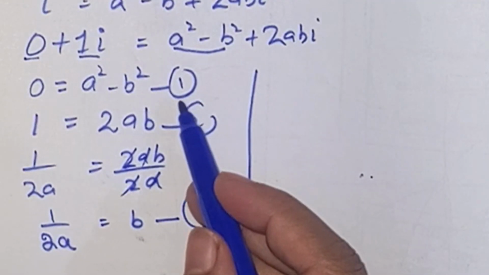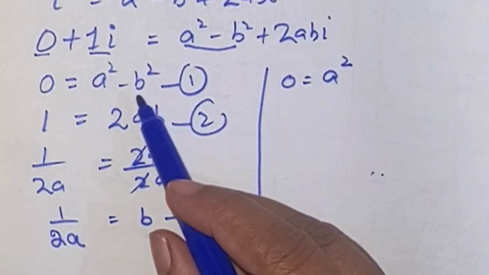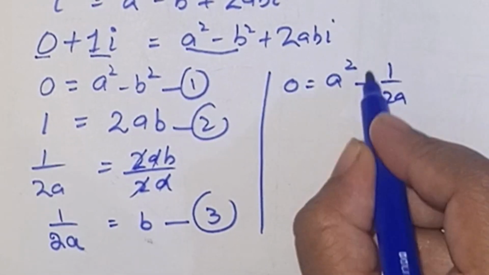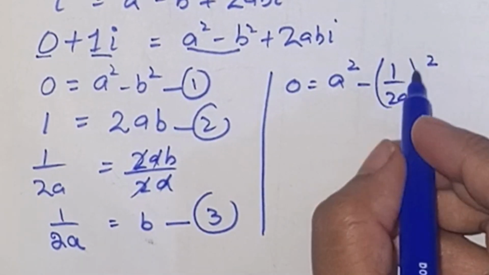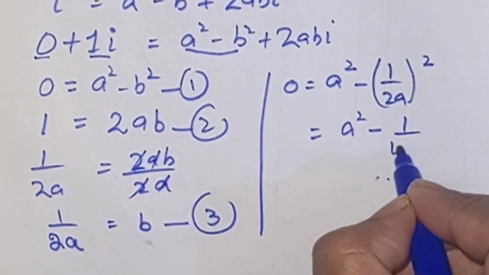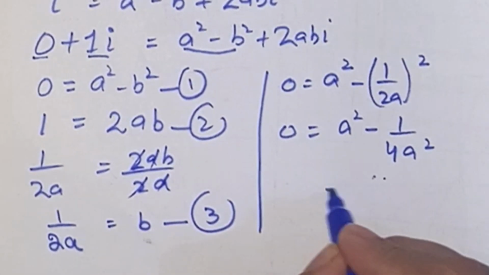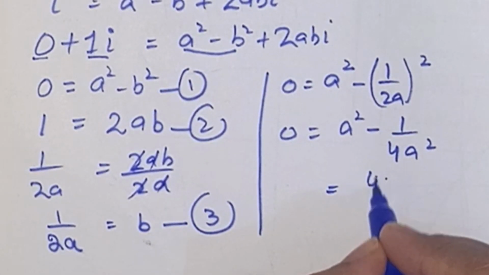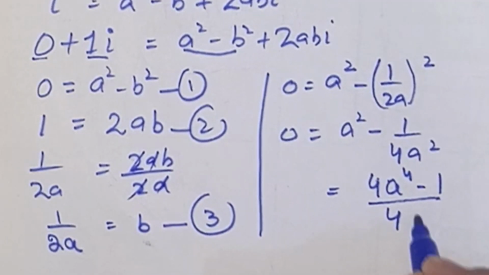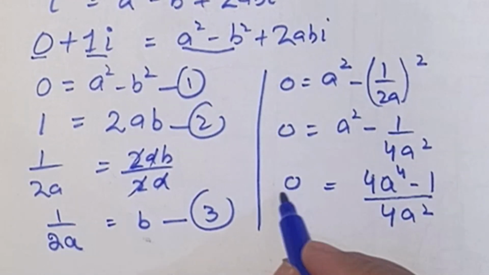Now look at equation number 1. 0 is equal to a square minus b square, and b is equal to 1 over 2a. So we write a square because we have b square. Now this is a square minus 1 over 4a square, which is equal to 0. Now we take the LCM. So the right hand side will become (4 times a raised to the power 4 minus 1) over 4a square. This is equal to 0. Now we write this 0 as 0 divided by 1.